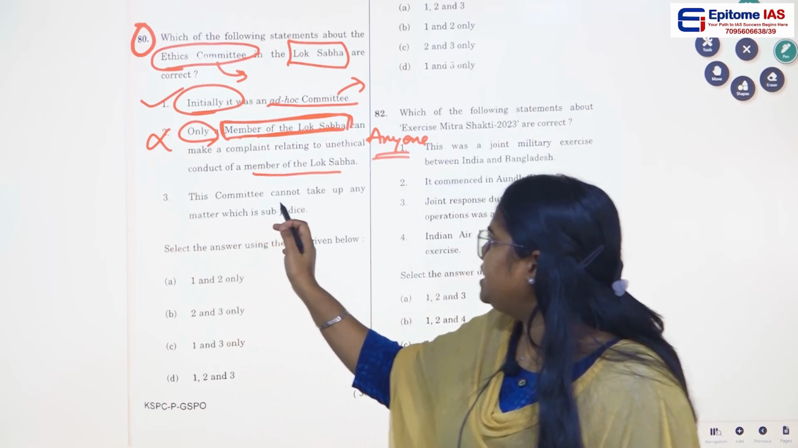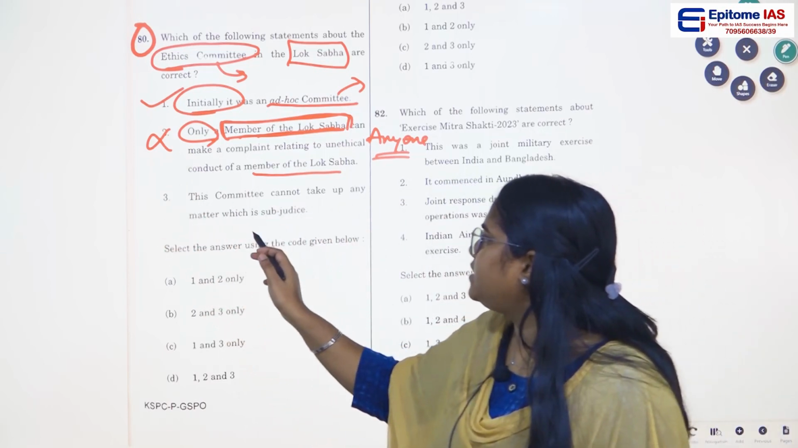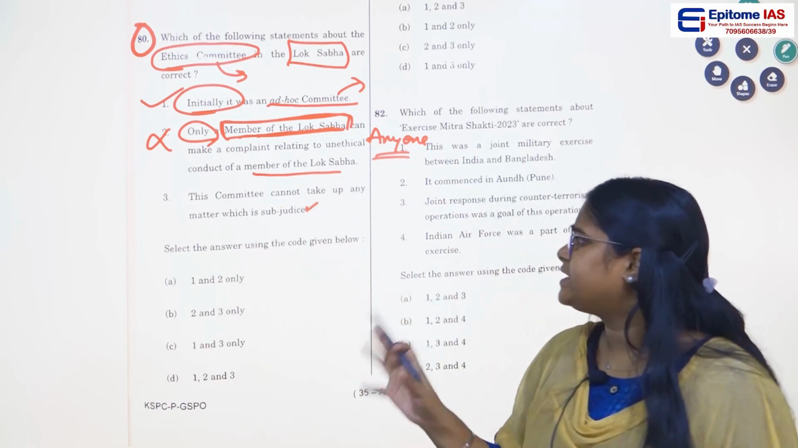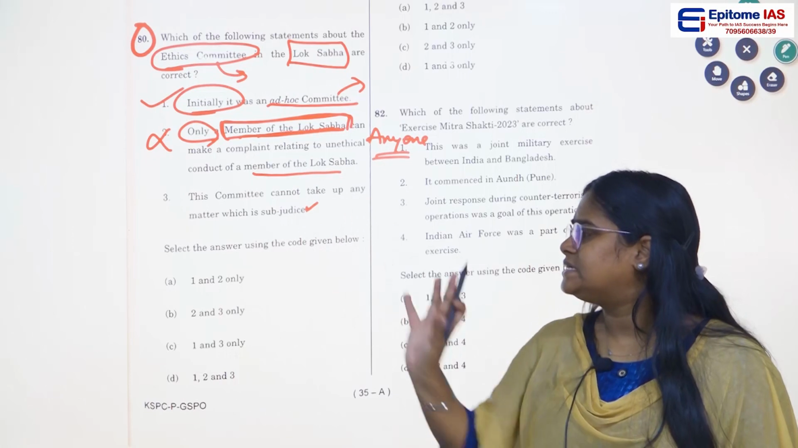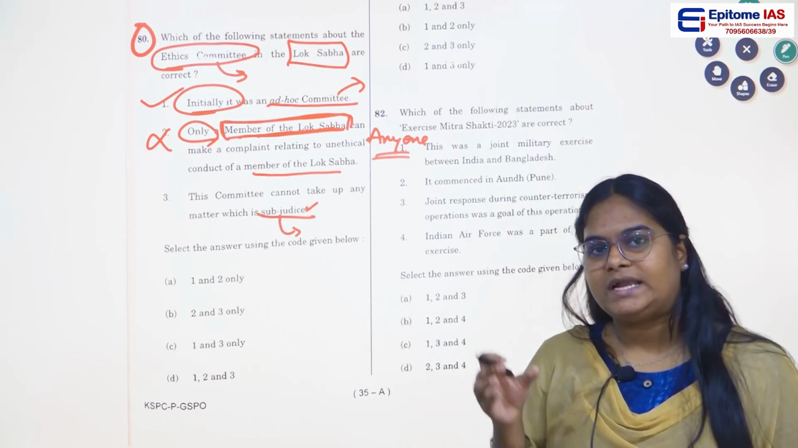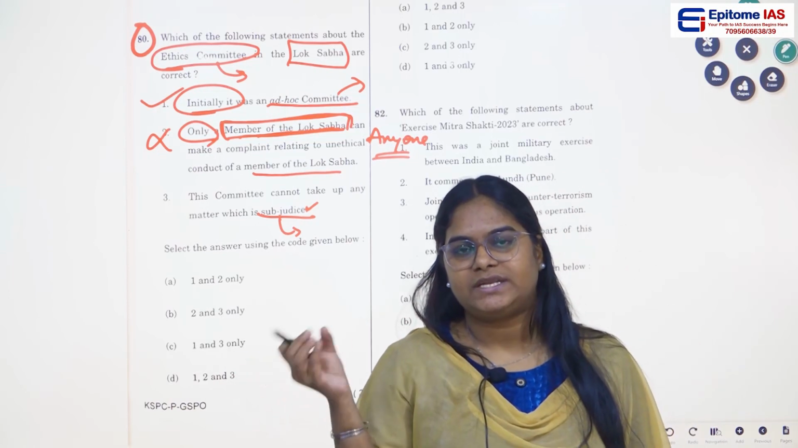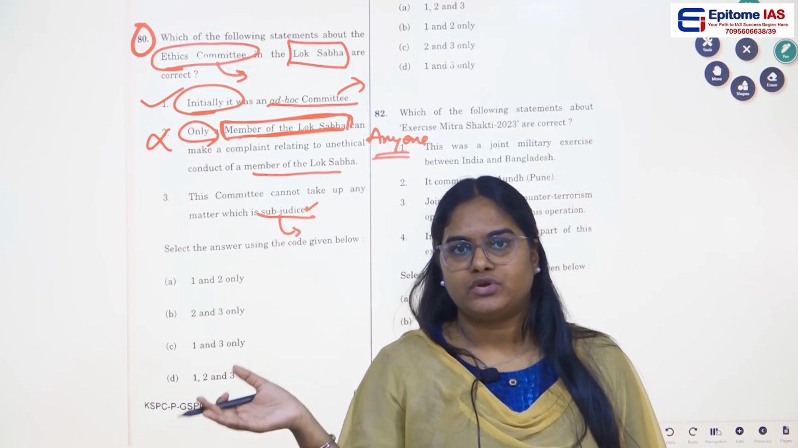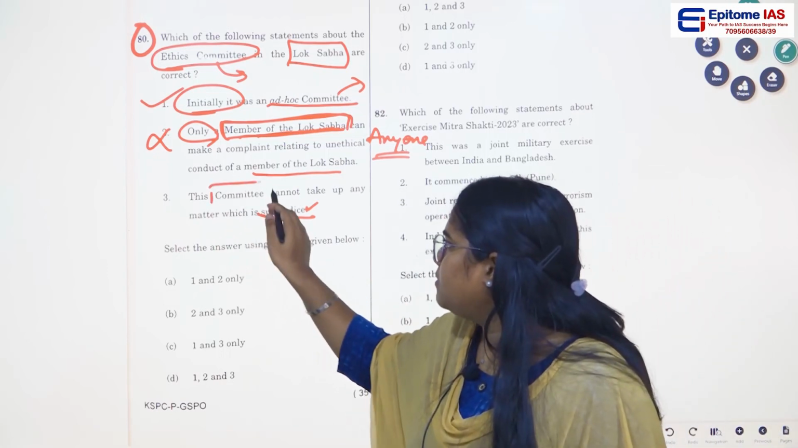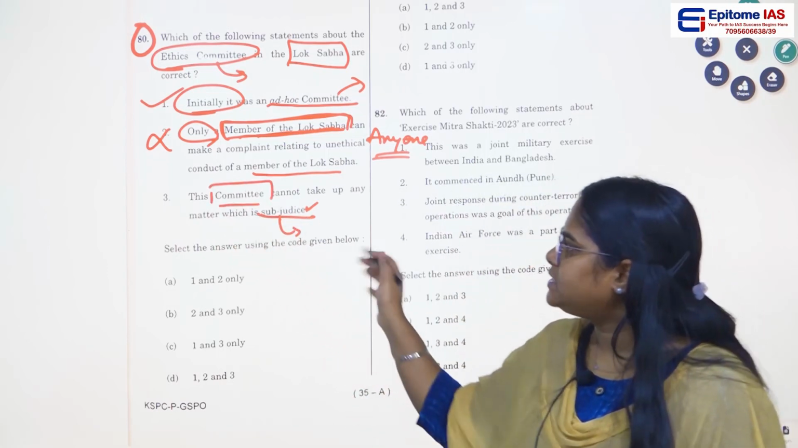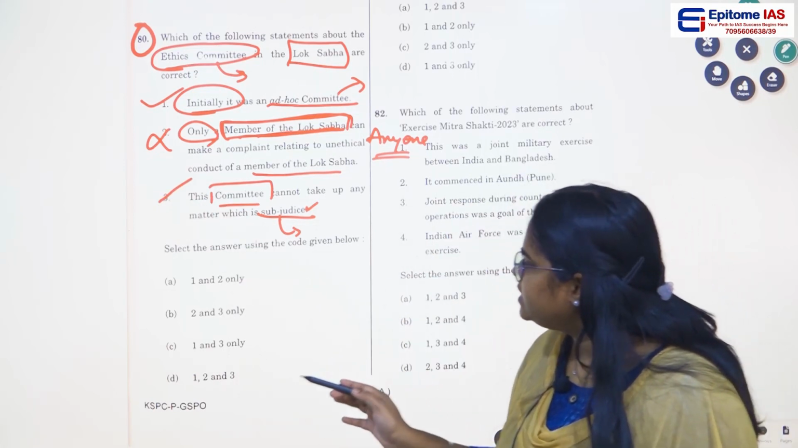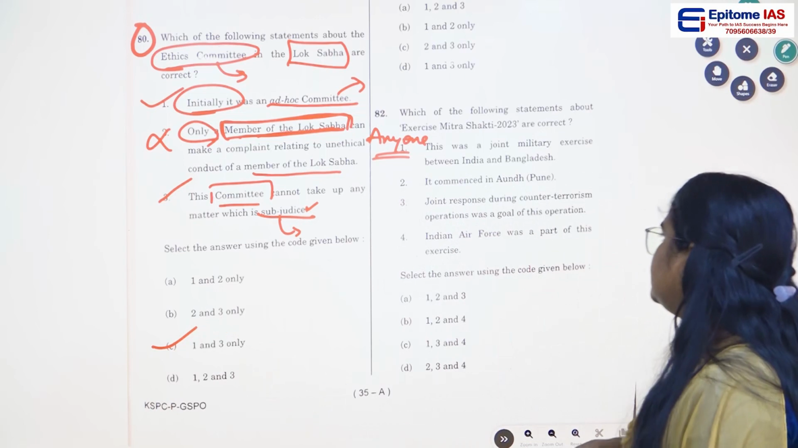Statement 3, this committee cannot take up any matter which is sub judice. This is correct. What is sub judice? Sub judice is nothing but any matter which is under the court, which is under trial by any court of law. Those particular matters cannot be taken up by the ethics committee. So this statement is also correct. So what is the correct answer? The correct answer is 1 and 3. That is option C.